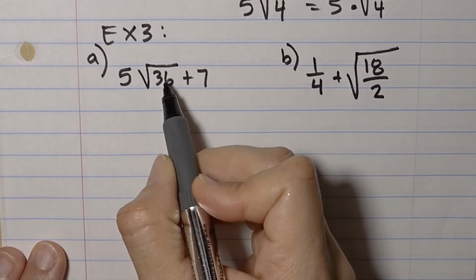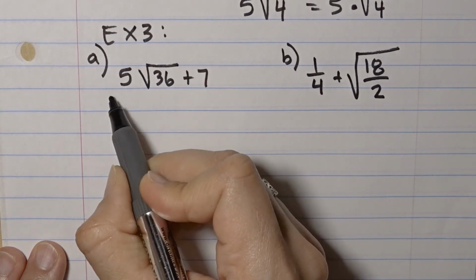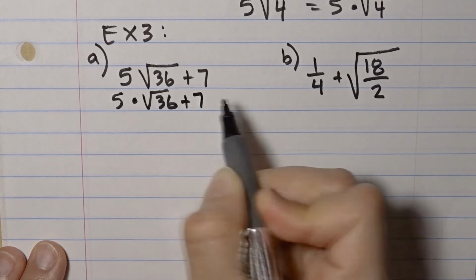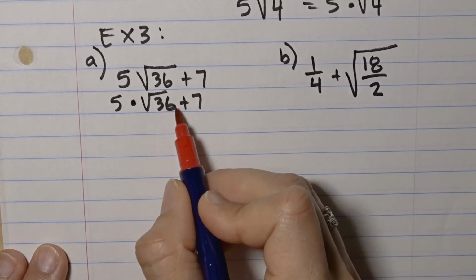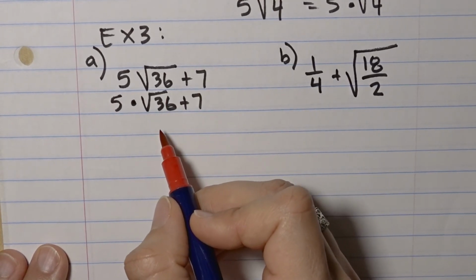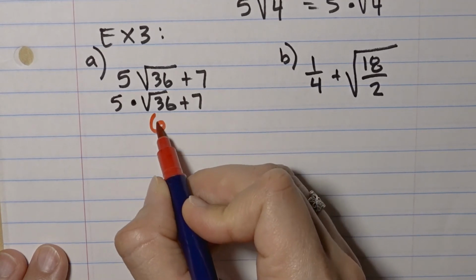So, looking at this problem, I see a number next to a grouping symbol, so I know that means multiply. And now I ask myself, what is the square root of 36? Grouping symbols first. We've got to do that operation first. And I know that the square root of 36 means what number times itself is 36? And that answer is 6.